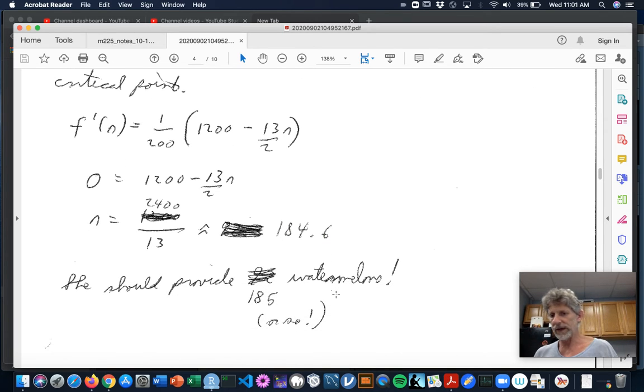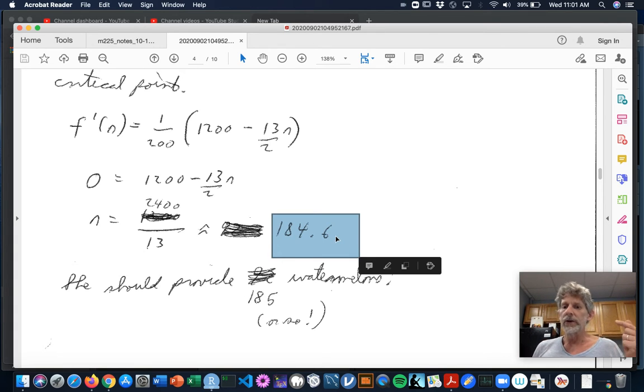So, if she's got to provide a whole number of watermelons, it's probably either 184 or 185, and you could check if you wanted which one is best. And this is totally fine as a final answer. You're approximating capital X anyway as a uniform when it's really not.